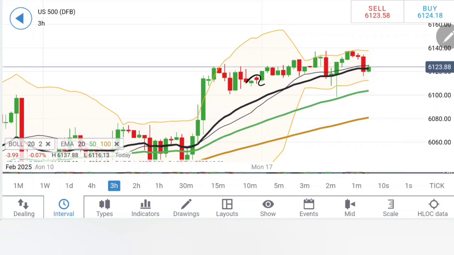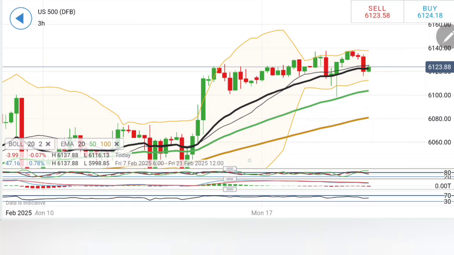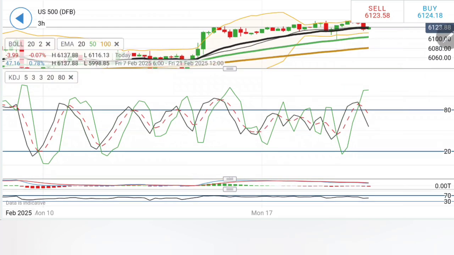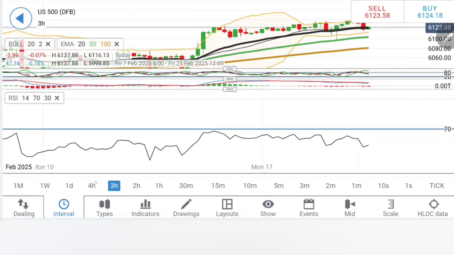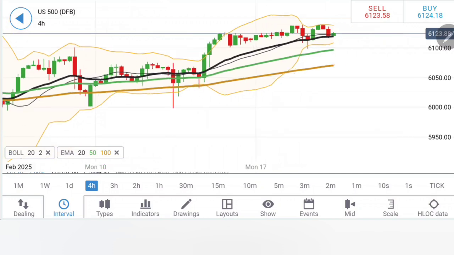Look at the 3-hour chart. Whenever prices diverge, it comes to take support from the 20 period, and now, taking the support, it is trying to recover. We have to wait for it to take a dip below 6100 in order to confirm a reversal here. The stochastic is looking downwards. The MACD is trading bearish. The RSI has dropped.